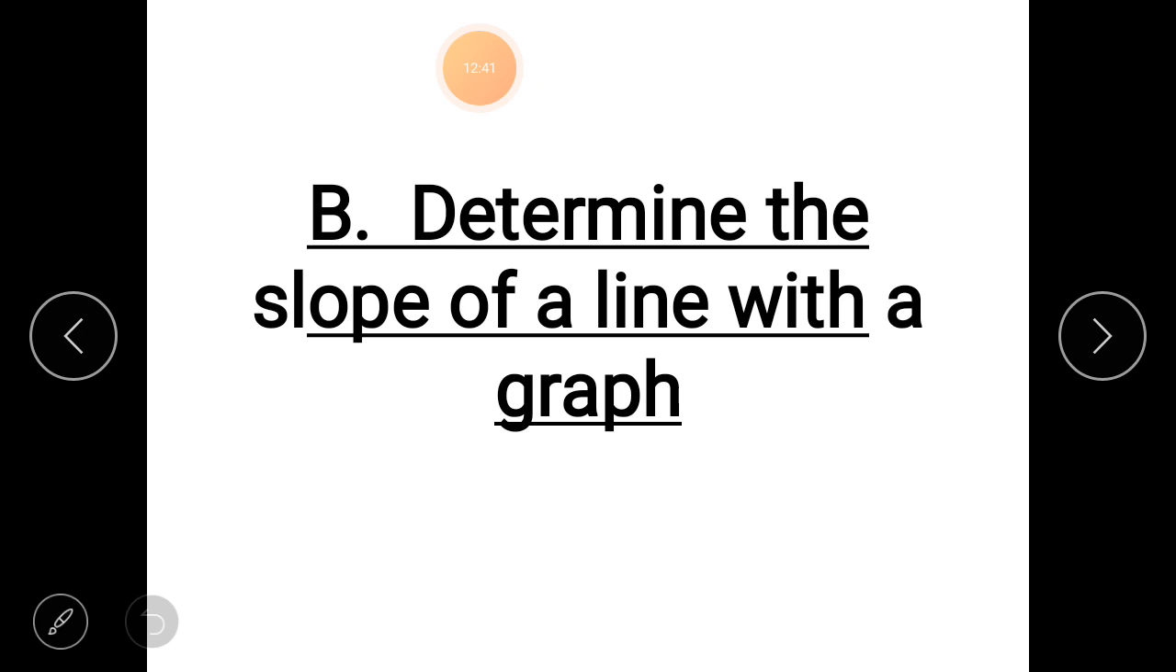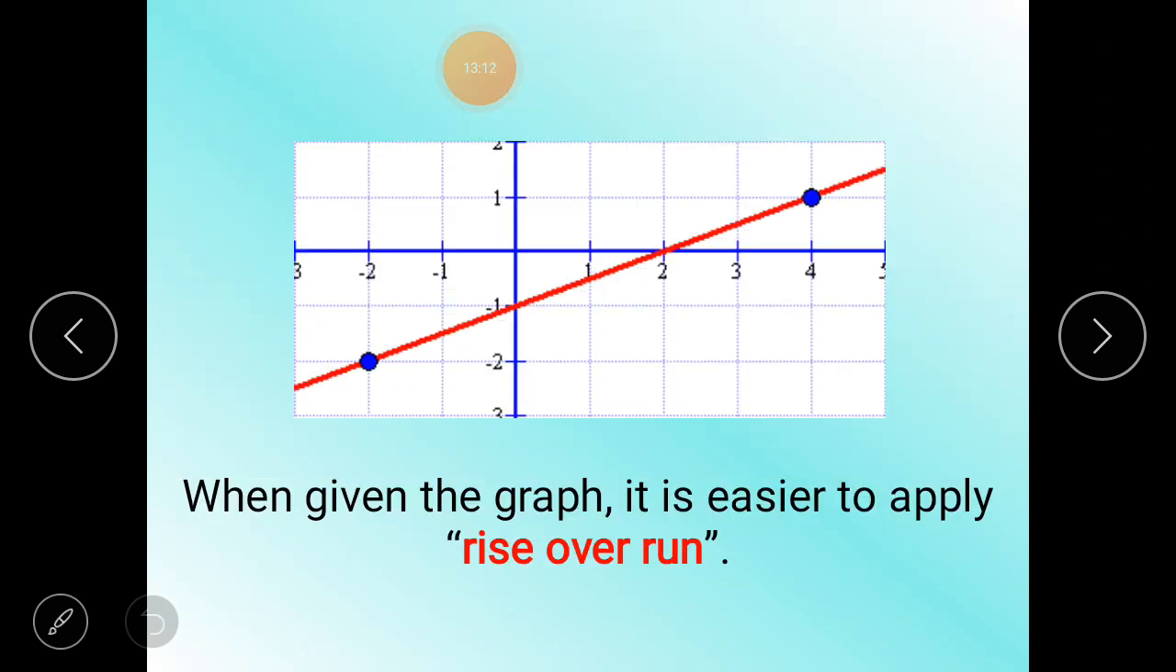Now, slope of a line with a graph. The first thing that we discussed is getting the slope if the given are 2 points. Now, we're going to determine the slope of a line with a graph. What if the coordinates of the 2 points are not given and the only given is a graph? So how will you get the slope? Okay, so let's have this one.